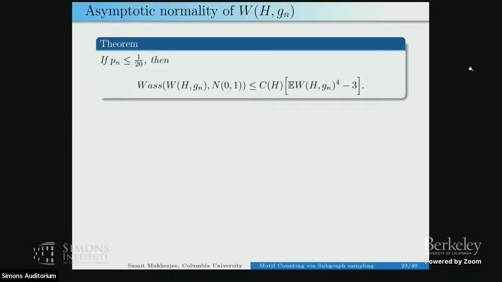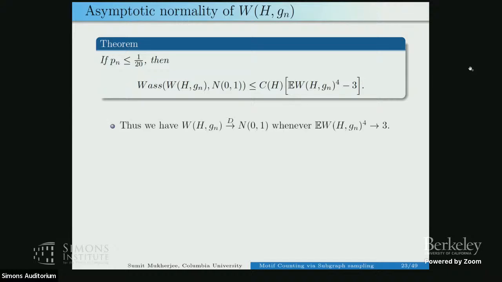So if p is less than 1/20, where pn is a sequence upper bounded by this number, then the Wasserstein distance between the centered random variable and normal 0,1 is bounded by a constant times the fourth moment minus 3. So that's the second main result. As you can guess, this is an application of Stein's method of dependency graphs. You cannot directly use the theorem. You have to go into the bounds and tweak it a bit, but that's fine.